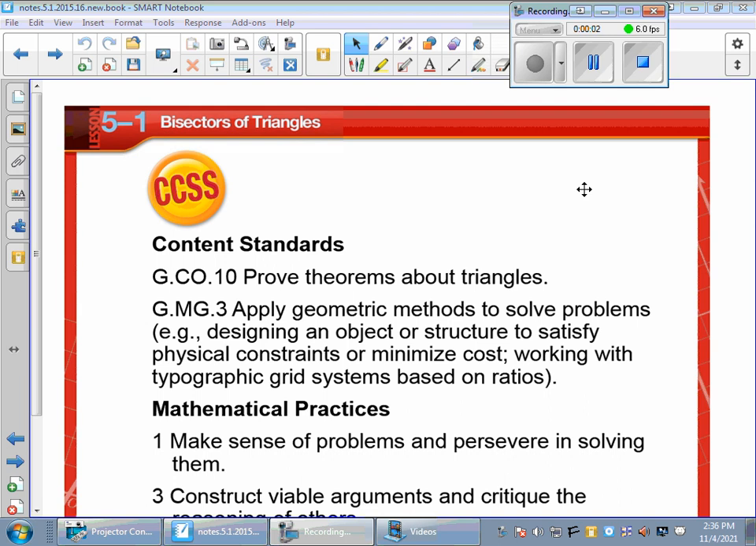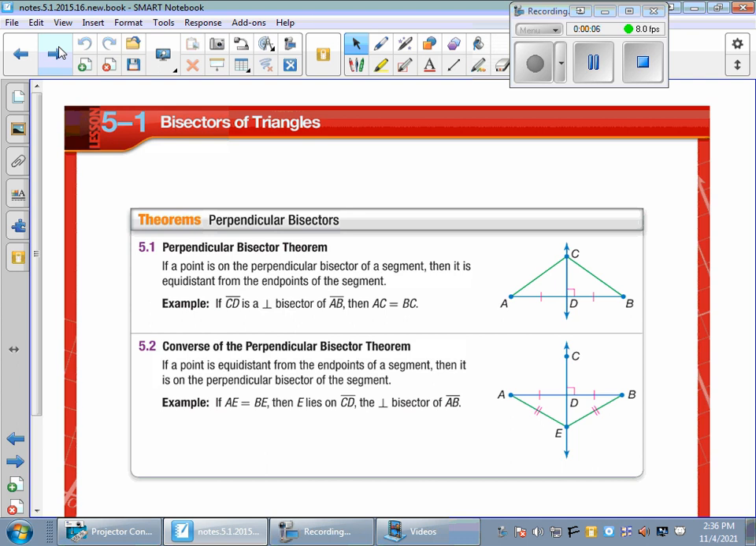All right, folks, moving on to section 5.1, bisectors of triangles. So again, we start with some theorems to get us going here, to make sure we're understanding what we're doing here. So, perpendicular bisector theorem.